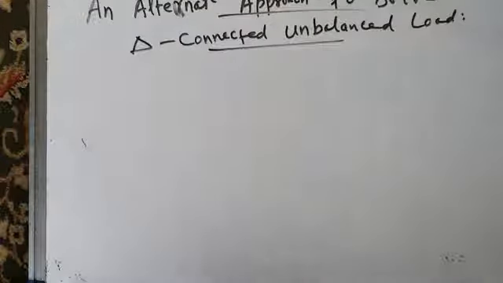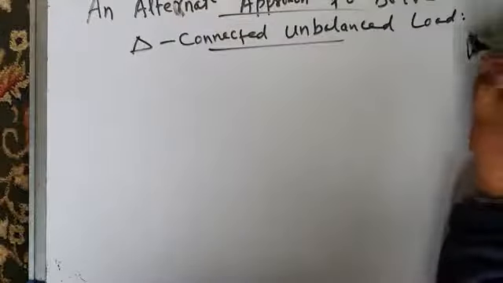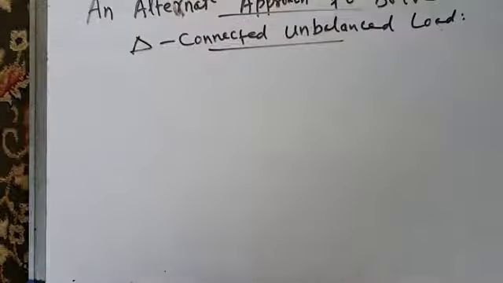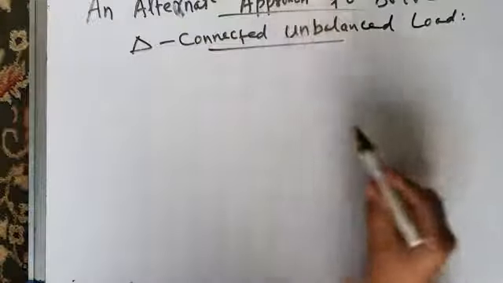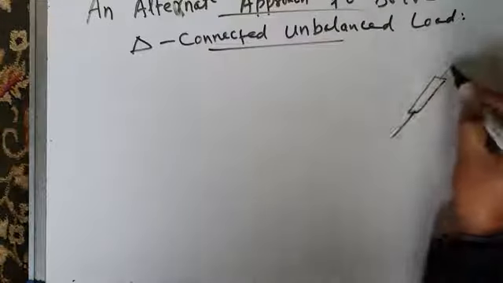Is it possible for us to find these line currents without finding the neutral to neutral voltage? Because you have to find this neutral to neutral voltage to find line currents. Can we skip it? Can we find the line currents IA, IB, IC without finding the neutral to neutral voltage? The answer is yes. For that purpose, we can use an alternate approach. What is that alternate approach? Let me explain that with the help of this system.